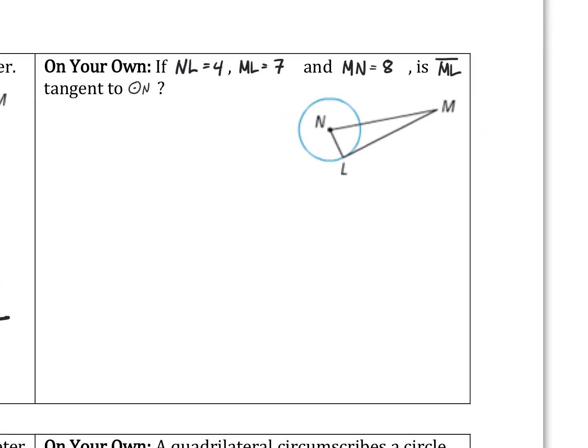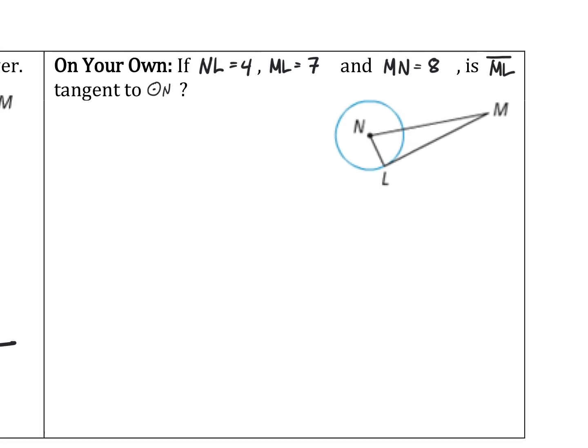Okay, let's do one more practice. If NL is equal to 4, see, this is NL, this is going to be 4. ML is 7, this is 7, and MN is 8. Let's find out if line segment ML is tangent to circle N.